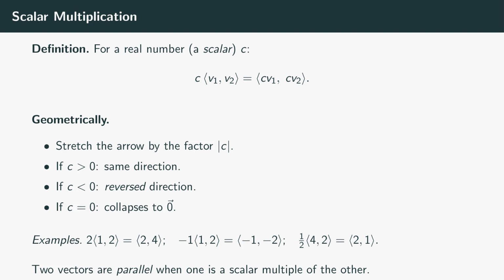The sign controls direction. A positive scalar keeps the arrow pointing the same way, while a negative scalar flips it around to point in the exact opposite direction. So -1 times the vector 1, 2 is the vector -1, -2, same length, opposite heading. And multiplying by 0 collapses any vector down to the zero vector. Here is a definition we'll use constantly. Two vectors are called parallel when one is a scalar multiple of the other. They lie along the same line through the origin even if they have different lengths or point in opposite directions.